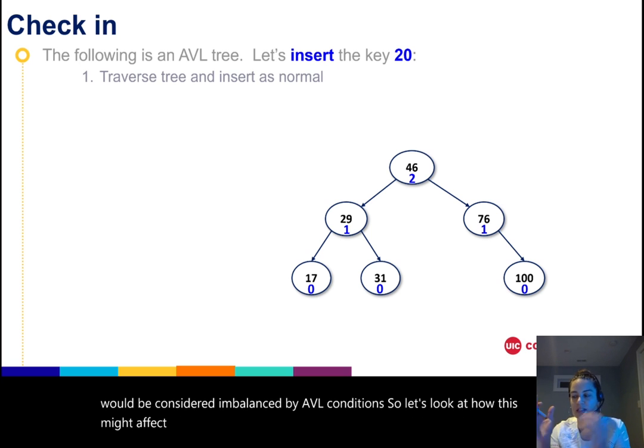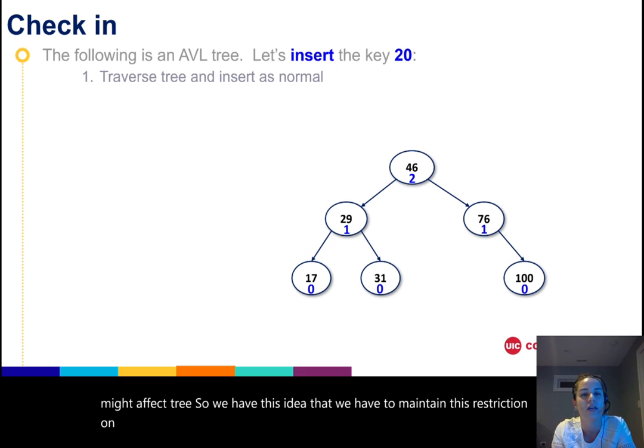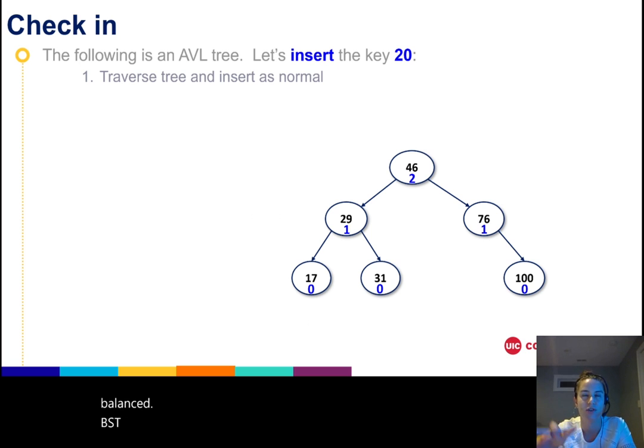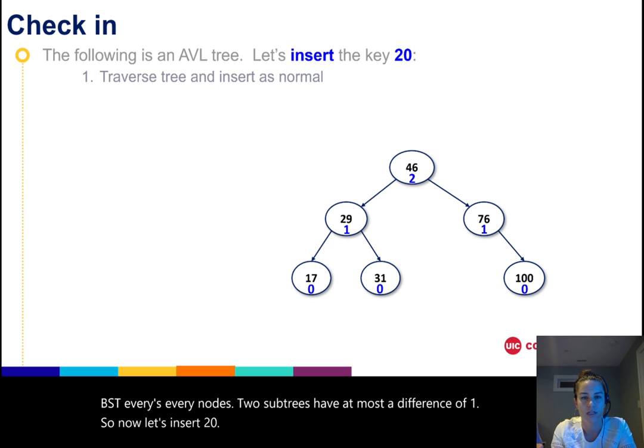So we have this idea that we have to maintain this restriction on the heights of every subtree. So we are starting out with an AVL tree. This is a balanced BST. Every node's two subtrees have at most a difference of 1. So now let's insert 20 into the tree.